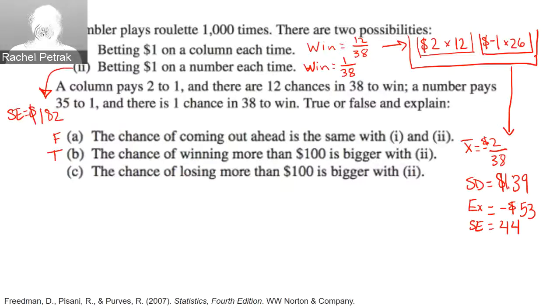The chance of losing more than $100 is bigger with 2. Of course it is, too, because this is just gambling 101 here. If it pays out big, then you have a better chance of losing big too. And we can see that illustrated, B and C here. We can see why these are true if we compare the standard errors of these two scenarios.